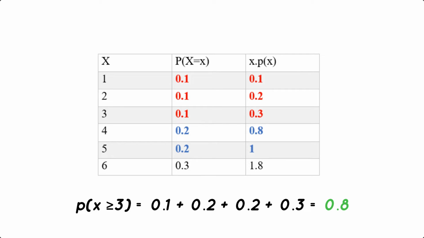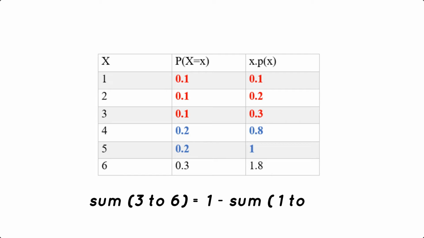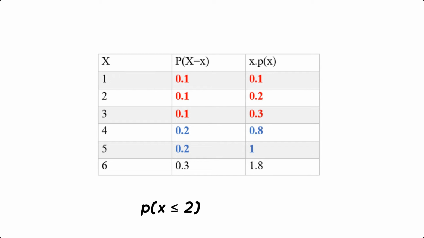We can also decide to use the complement rule to solve this question by saying the probability that x is greater than or equal to 3 is equal to 1 minus the probability that x is less than or equal to 2. That is, for us to sum from 3 to 6, we have to say 1 minus the summation from 1 to 2. So the probability that x is less than or equal to 2 is equal to 0.1 plus 0.1. That's the probability that x equals 1 plus the probability that x equals 2.